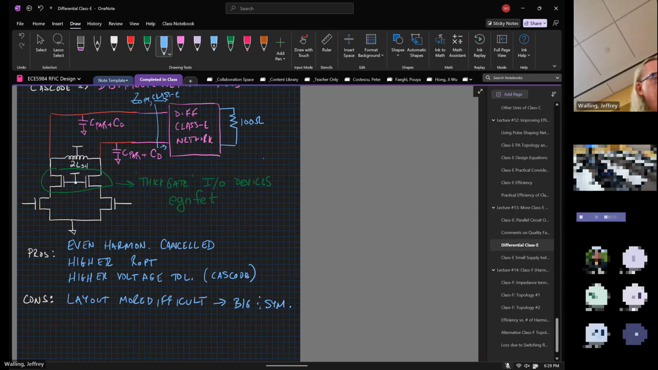And because the devices need to be big, or especially if I'm cascoding, I might be using I/O devices in something like this, I'm inherently going to have a bigger CD, so that drain capacitance, and that means I might not be able to implement the parallel circuit.